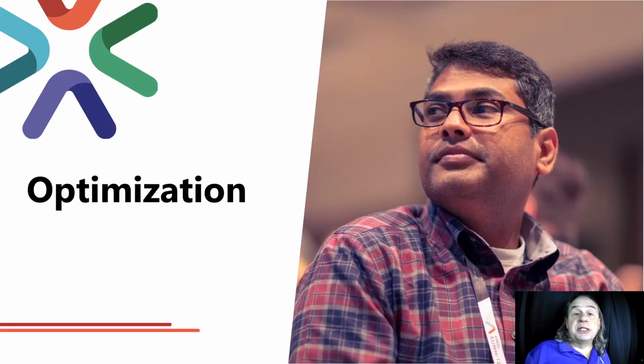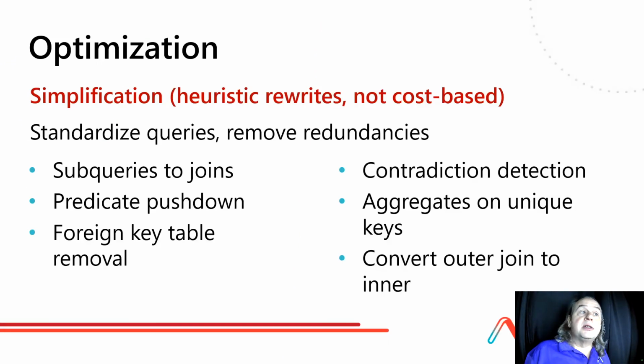Next, let's talk a little bit about the optimization process. There are several steps in optimization that happen here. First we're going to talk about is simplification.